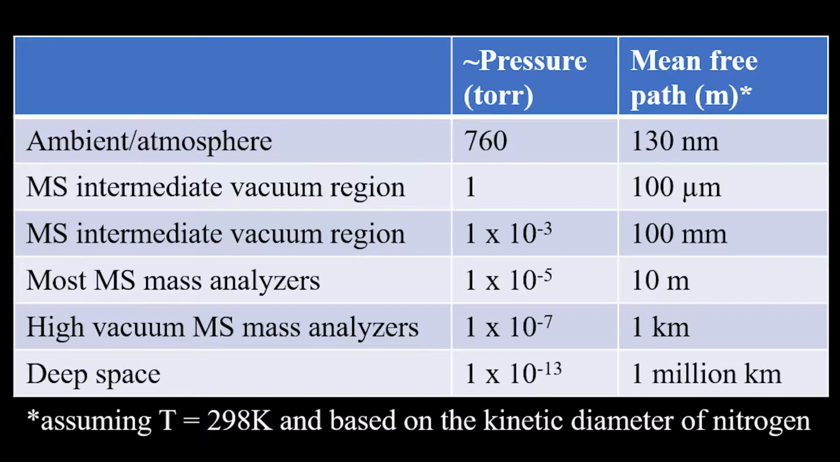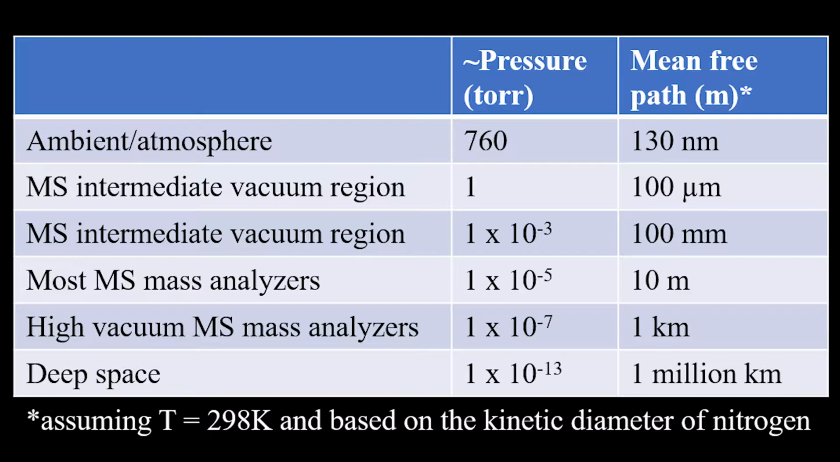We'll look at this in terms of pressure and what's called mean free path. Now I've made some assumptions here just to get an approximate mean free path. Mean free path is, if you have a gas molecule at a certain pressure, how far does that gas molecule travel before it collides with another gas molecule? So it collides with one gas molecule on average, the mean. How long is it going to travel before it collides with another one? You can see at ambient or atmospheric pressure, 760 torr, it's going to have a mean free path of 130 nanometers. So every 130 nanometers or so, it's going to crash into something.